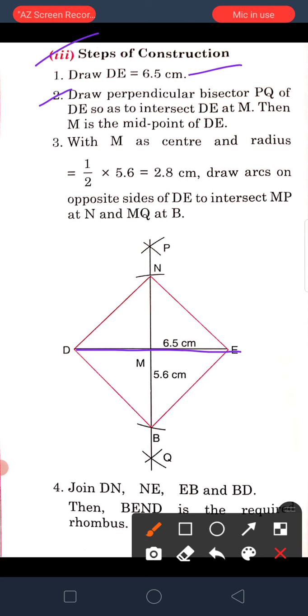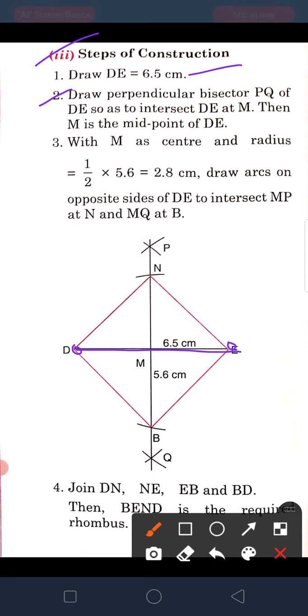In the question only two data are given, one diagonal DE and another diagonal BN, and the value of BN is 5.6. So first we construct DE of 6.5 centimeter. Then we use the property of rhombus that the two diagonals of a rhombus are perpendicular to each other. So we use that property and construct the perpendicular bisector of one diagonal. First we find the perpendicular bisector of the side DE.